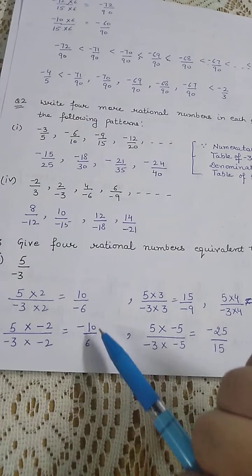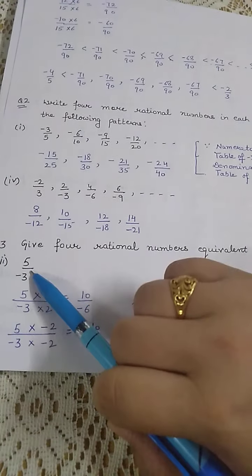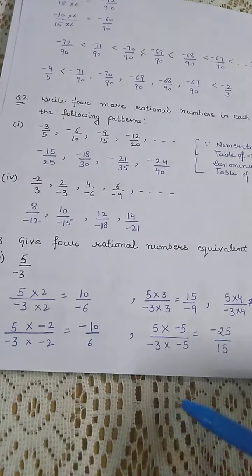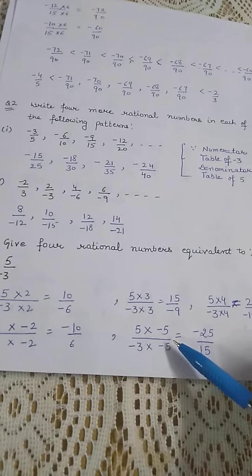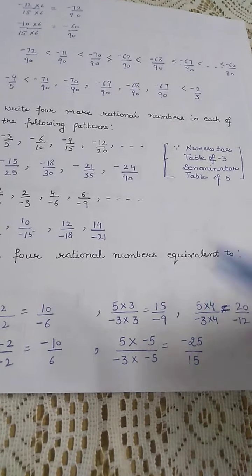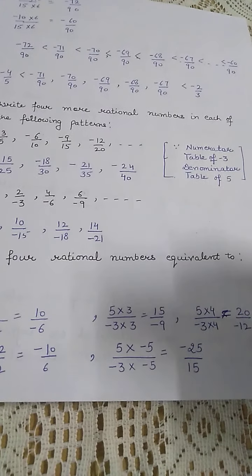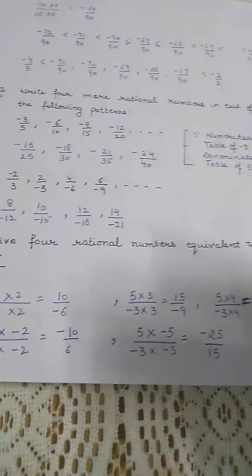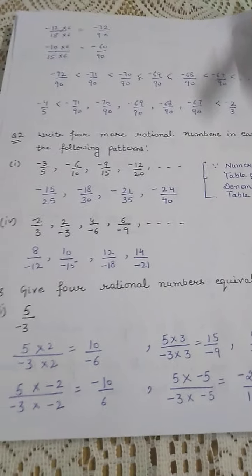So you have got here minus 10 by 6. So if you cut it, your answer will be 5 by minus 3 or minus 5 by 3, the same thing. You can multiply your numerator and denominator as well with minus 5 also, whatever you want. They all are equivalent fractions. So students, you can find any 4 rational numbers of your choice. So students, now see question number 4.